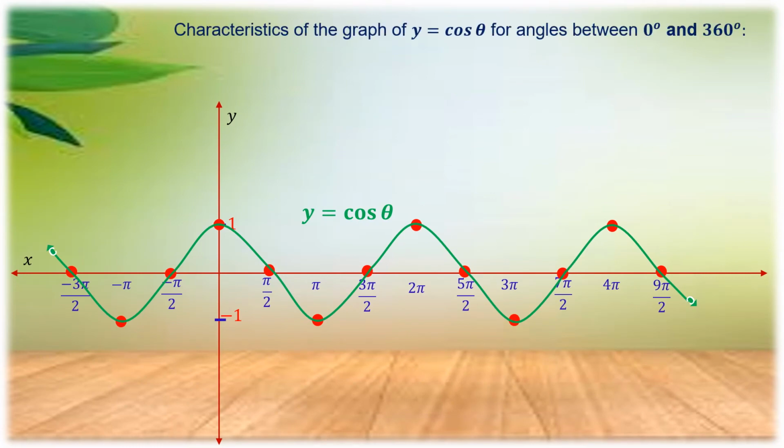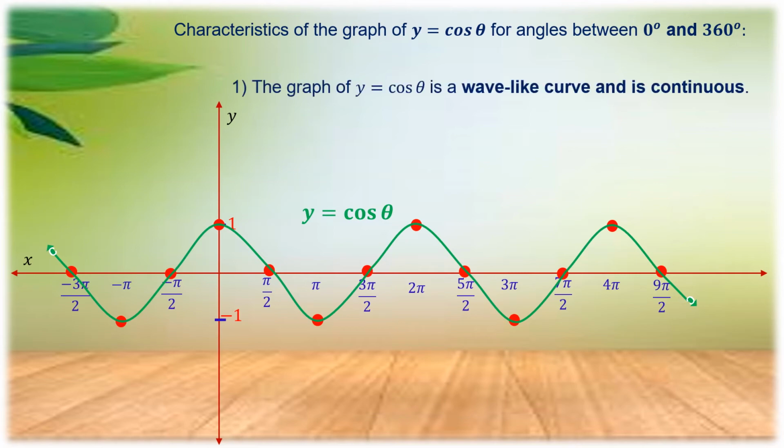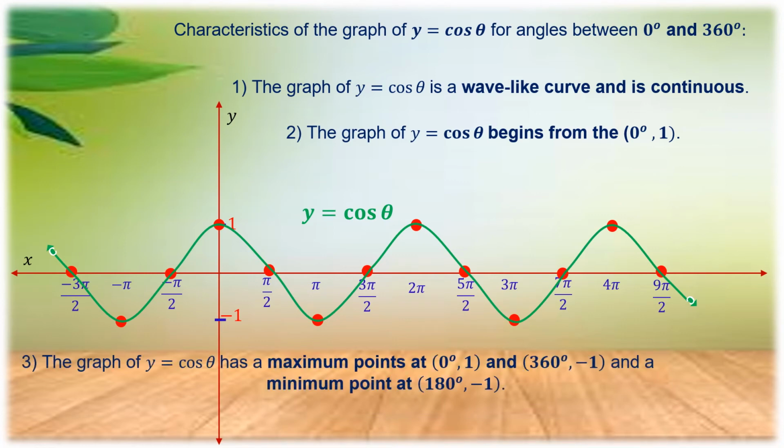Now let us have the characteristics of the graph of y equals cosine theta for angles between 0 degrees and 360 degrees. The first one, the graph of y equals cosine theta is a wave-like curve and is continuous. The second one, the graph of y equals cosine theta begins from 0 degrees, 1. And the graph of y equals cosine theta has maximum points at 0 degrees, 1 and 360 degrees, 1, and a minimum point at 180 degrees, negative 1.